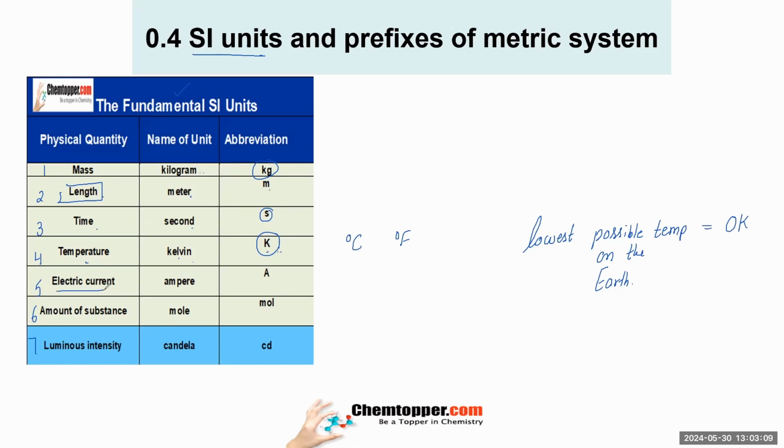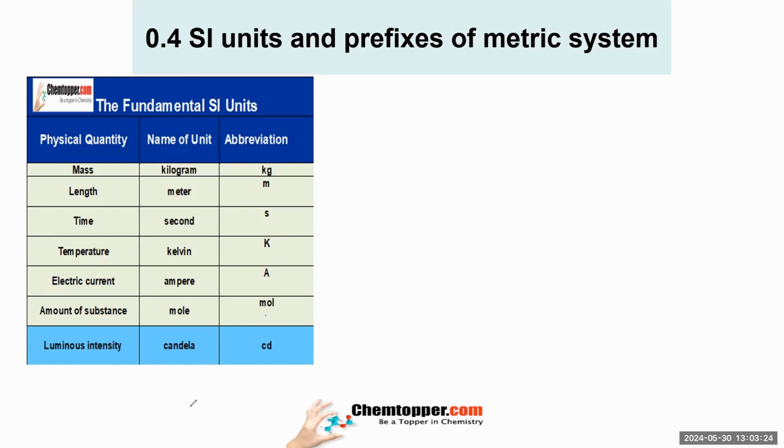Electric current, the rate of flow of charge per unit time. Its unit is ampere, represented as capital A. Amount of substance, mole, represented as mol. So what is a mole? Just like what is a dozen? A dozen is not an SI unit. It means 12. So what is a mole?